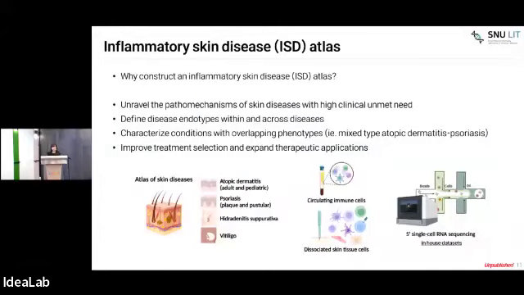And our group is currently building an inflammatory skin disease atlas of pediatric and adult atopic dermatitis, plaque and pustular psoriasis, hidradenitis suppurativa, and vitiligo. By building atlases, we can unravel the pathomechanisms of skin diseases with high clinical unmet need, define disease endotypes within and across the skin diseases, characterize conditions with overlapping phenotypes, improve treatment selection, and expand therapeutic applications.